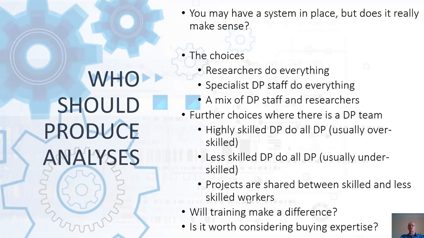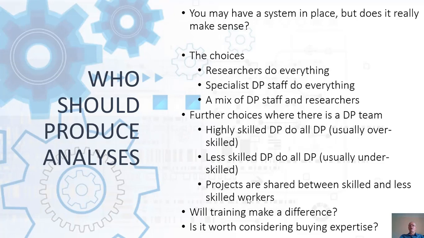You might have a system in place already, but I don't think it's always questioned enough. And there's different ways of doing things. I know of companies who think researchers should do everything. They should do all the analysis themselves, produce their own tables, and so on. And I know other companies who think that specialist DP staff should do everything, and researchers should just get the results and then interpret that data and produce their reports or whatever else they're going to be doing with that data. And sometimes it's a mix of DP and researcher staff.